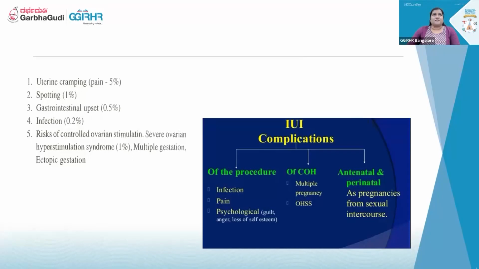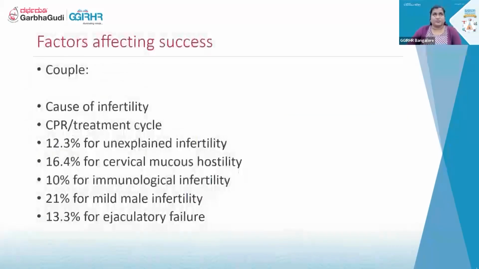Uterine cramping is seen in 5% of the patients. Spotting is seen in 1% because of difficult IUIs. Gastrointestinal upset, infection is just 0.2%. The risk of ovarian stimulation can be ovarian hyperstimulation syndrome. But in recent times we have good protocols, which we will discuss later, that decrease the risk of ovarian hyperstimulation syndrome. The chance of multiple gestation is always there because there is a chance that more than one follicle is developed during the cycle, and there is a chance of ectopic pregnancy also.